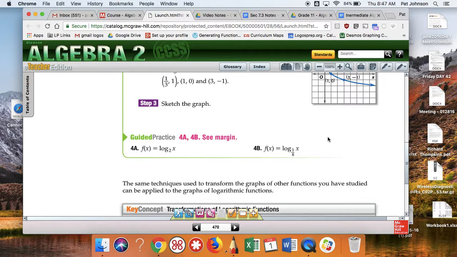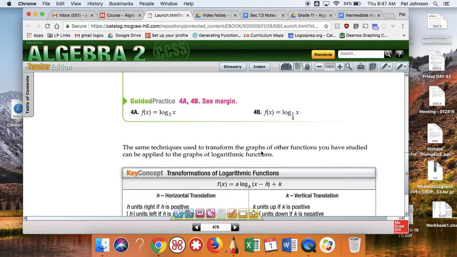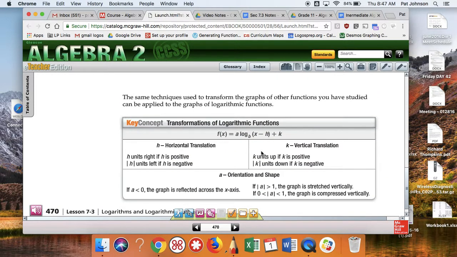Just like in exponential, our parent functions can change based on what b is. Just like we had 2 to the x, 3 to the x, (1/3) to the x, it could be log base 2 of x, log base 3 of x, log base 1/3 of x. They're all still parent functions. Now, we can transform them just like we do any other function, whether it's a quadratic, cubic, absolute value, square root, exponential, now logarithms. That's why it's important to learn this key concept box.